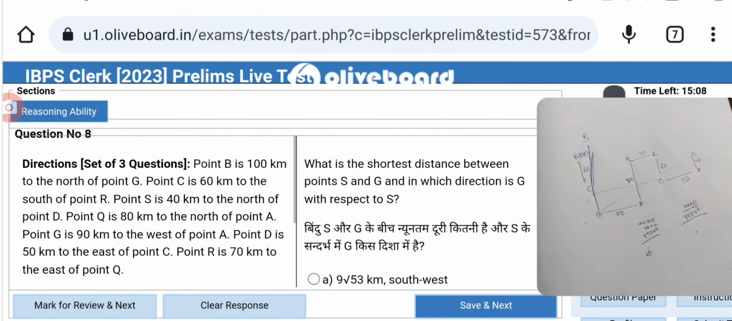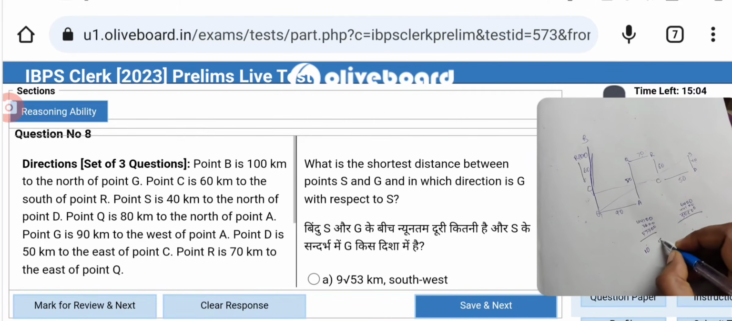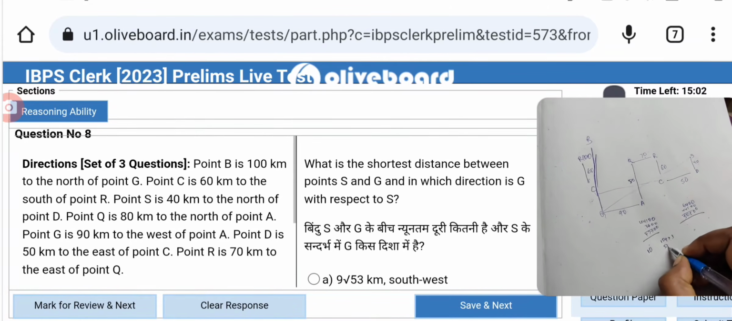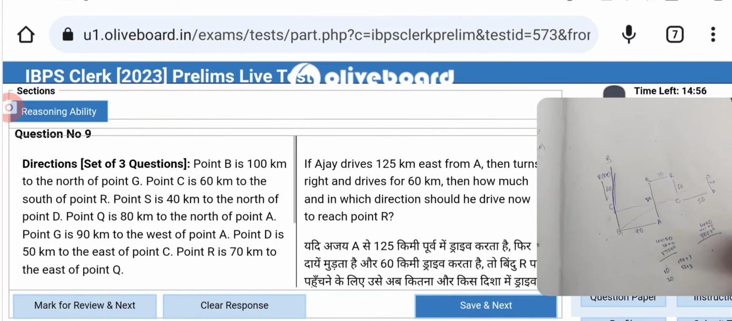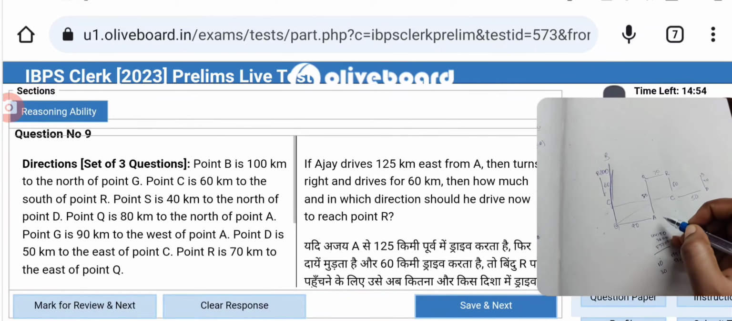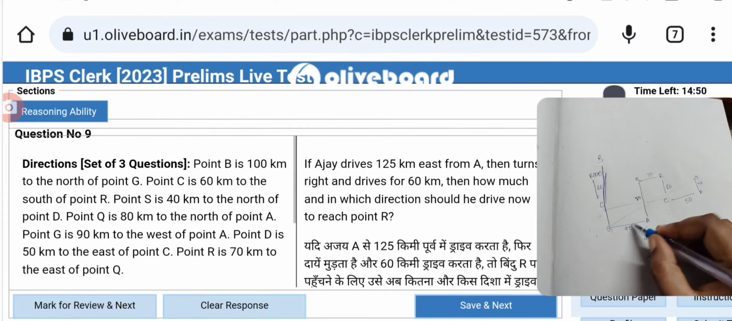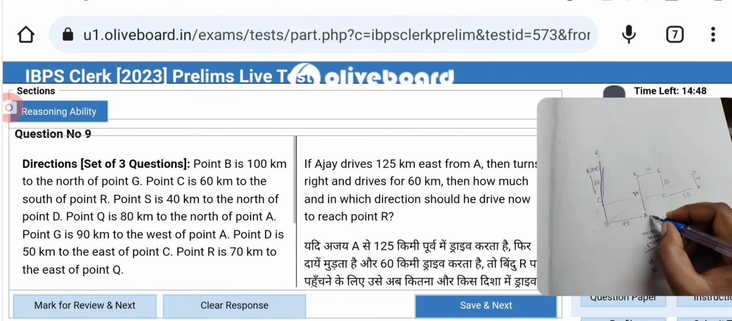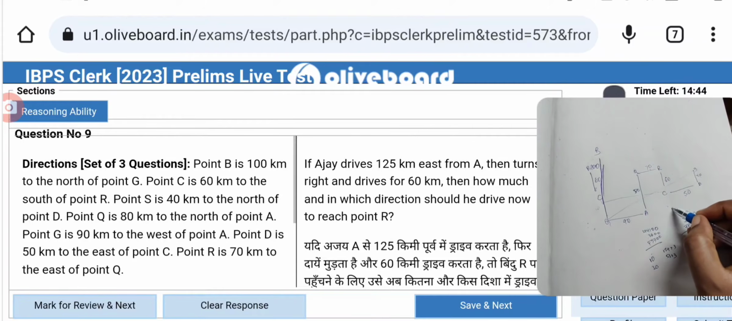Next, 10, 3. Route 53, southwest. As I drives 125 kilometers east of A. So 210, 125, 90, 160.